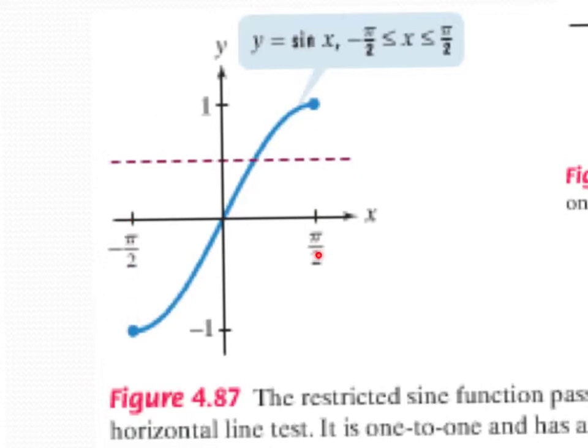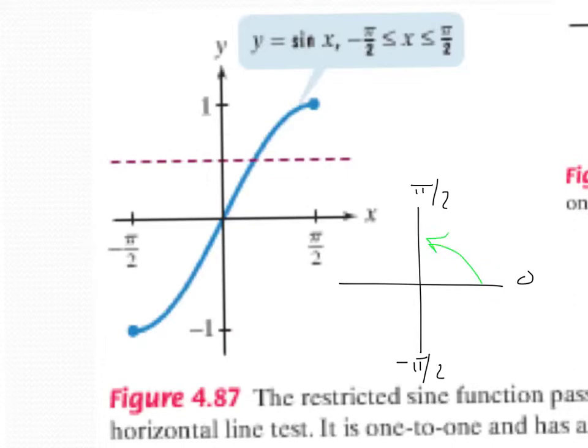We know if we're looking at the unit circle, here's 0, here's pi over 2, here's negative pi over 2. So what we're saying is that the inverse sine only exists in these two quadrants, in a quarter of a positive rotation and a quarter of a negative rotation. So inverse sine only exists in quadrants 1 and 4, specifically from 0 to pi over 2 and 0 to negative pi over 2.